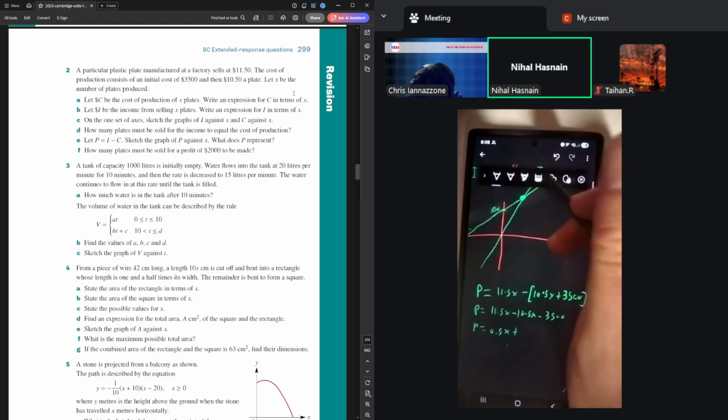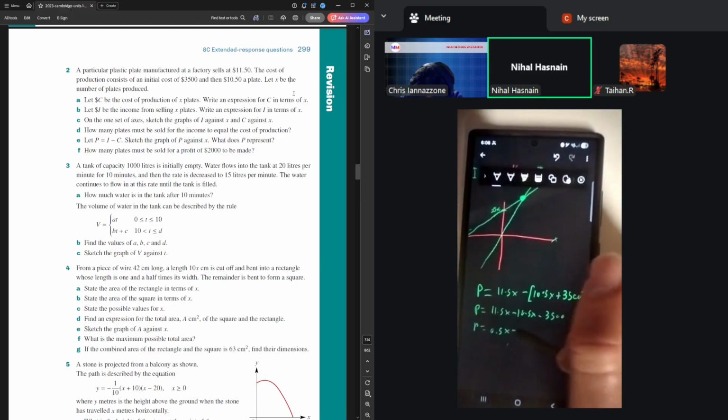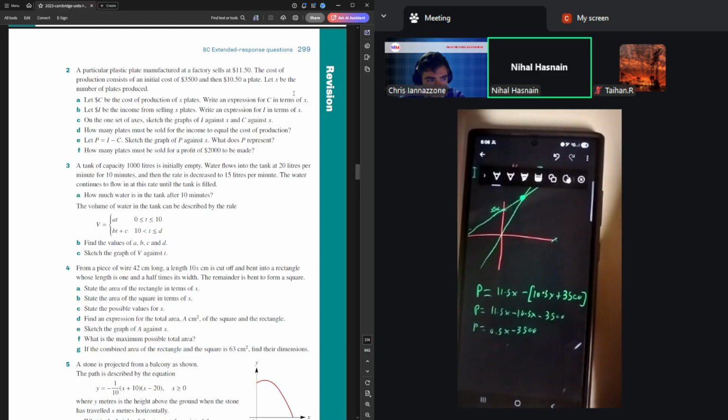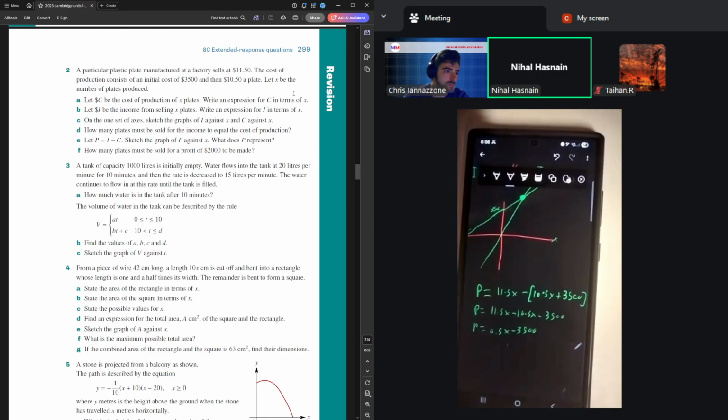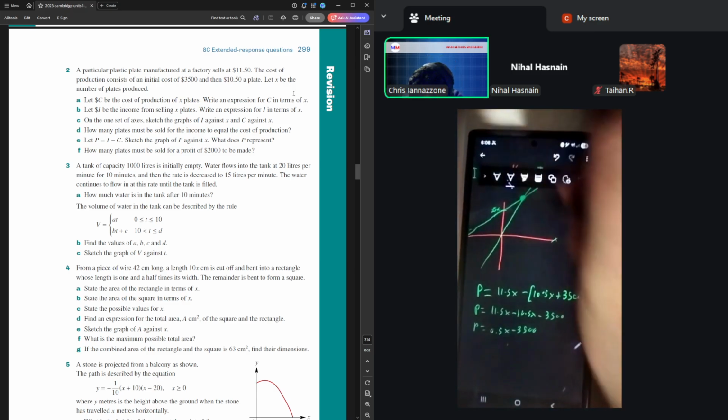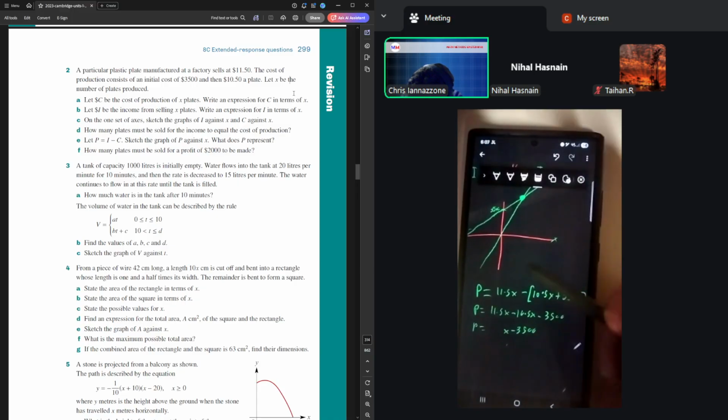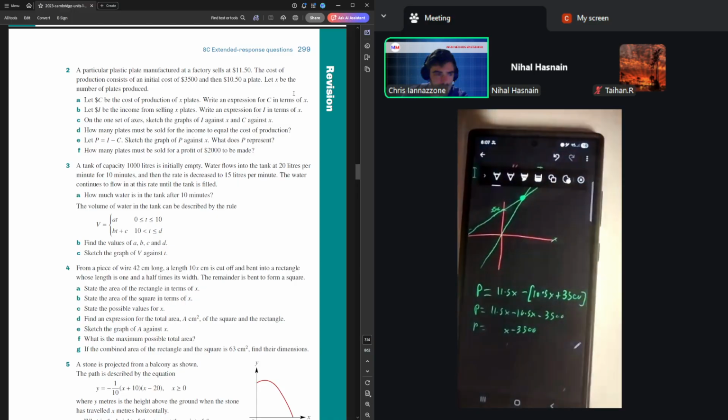Couldn't we just have gone directly to the profit equation? Yeah, the profit is just $1, so 1x minus the cost of starting the thing, so minus 3,500. Whoops, I should have that 0.5 there. That was me being stupid. So you can go directly there without doing the literal equation that I've written.